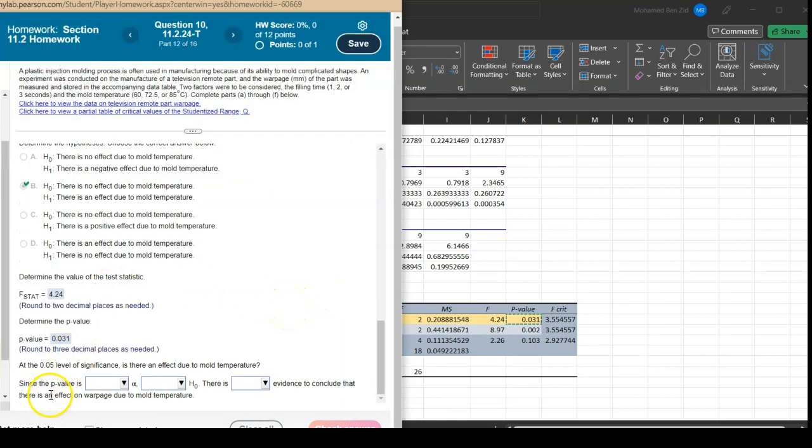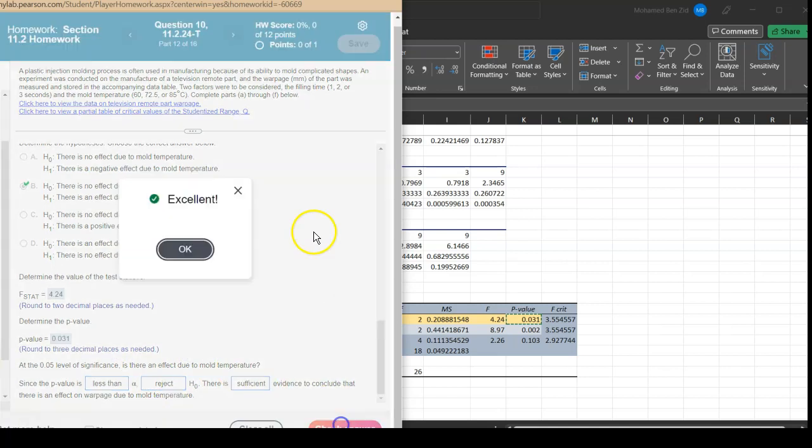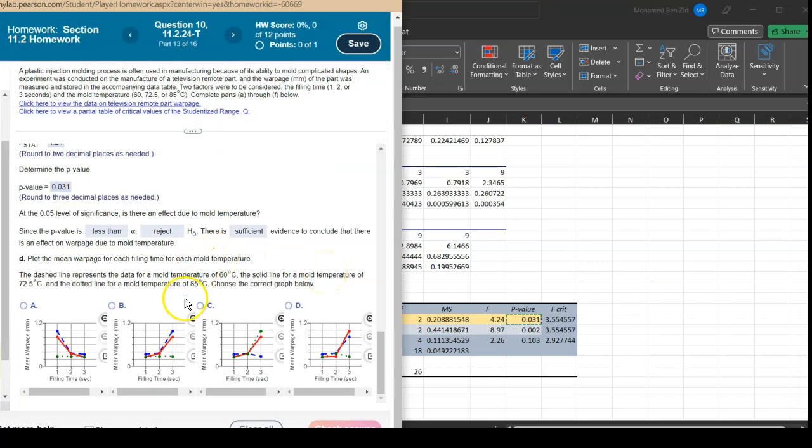All right, so now we're going to do again a conclusion about this. We compare only the p-value that we just found here with the alpha value right here, so 0.05 and 0.031. If you add the 0, it's 0.050 and 0.031, so the p-value is smaller. So the p-value is less. If it is less, you reject, and if you reject, you have sufficient evidence. Okay, we are all set.